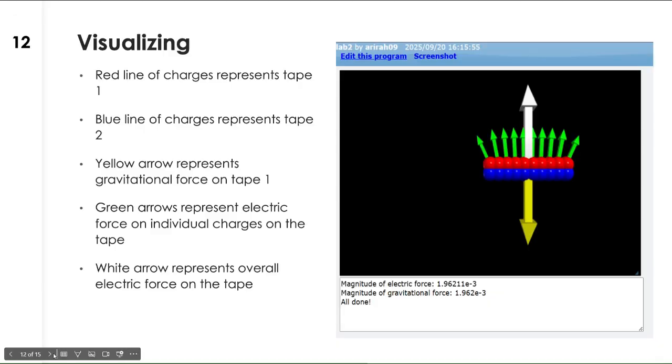This is the electric field function to calculate the electric field. And then this for loop essentially finds the electric field for each of the very small dq charges along the length of tape 1. In this model, there are 10 dq charges, and this for loop also calculates the electric force overall for each of those dq charges and sums them up. So visualizing, the red is tape 1, the blue is tape 2, the green is the dE along the length. The overall electric force is the white arrow, and the overall gravitational force is the yellow arrow, and we can see that the two forces are equal.